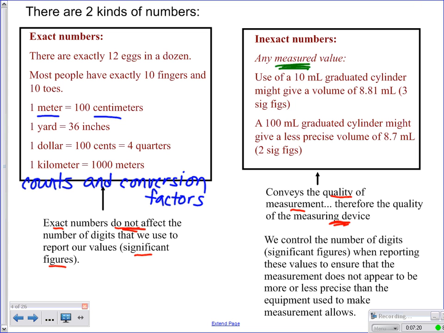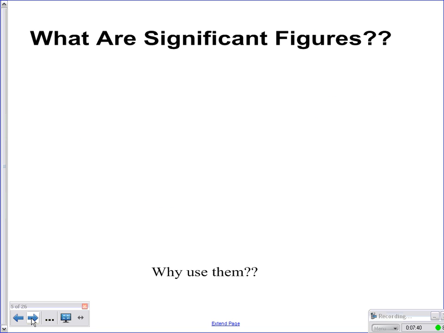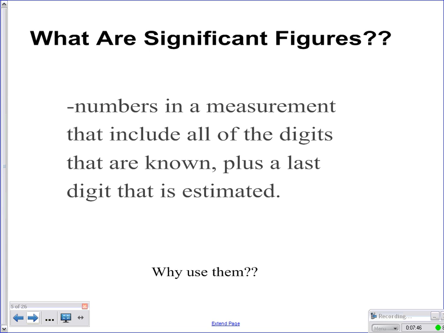And we control this when we're working with these values and calculations. We control the number of digits, which is our significant figures, when reporting these values to ensure that the measurement does not appear to be more or less precise than the equipment used actually allows. Okay, so we're going to keep stressing this. Now there's a place for you to fill this in. What exactly are significant figures? We brought that up a couple of times now.